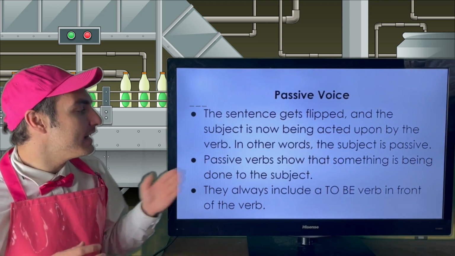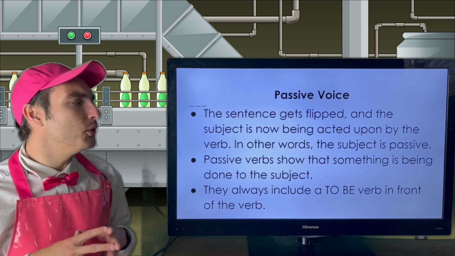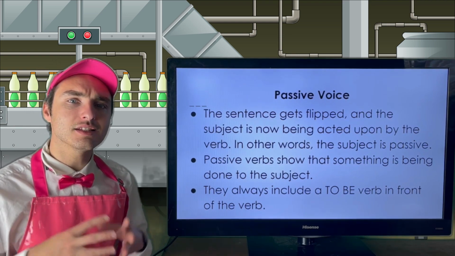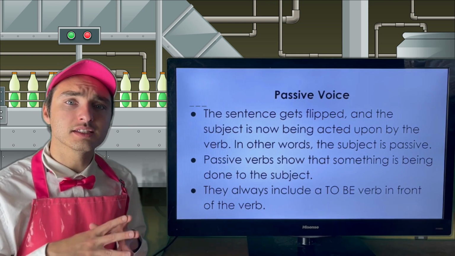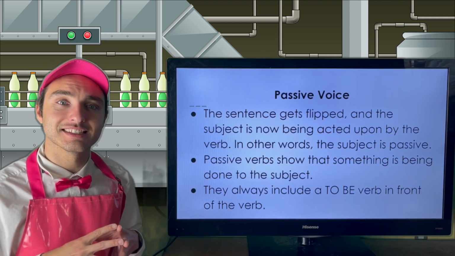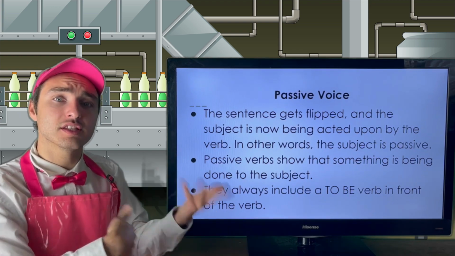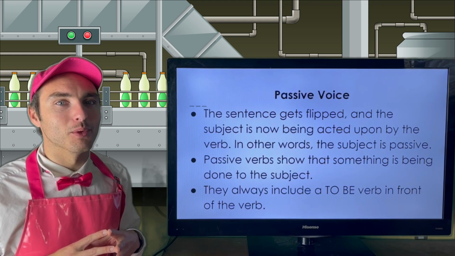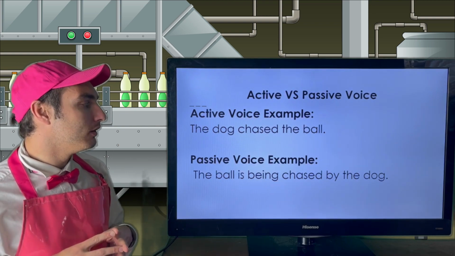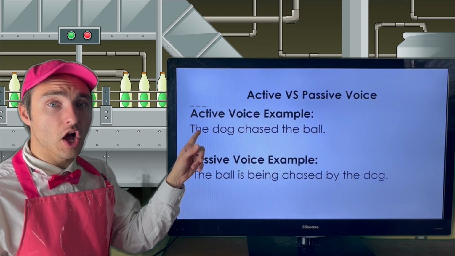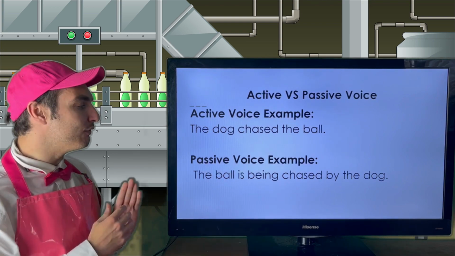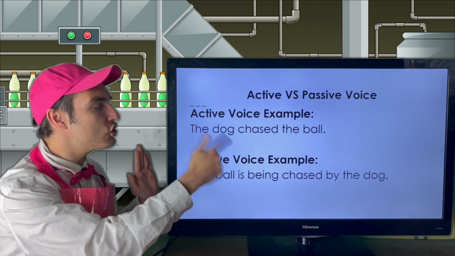Passive verbs show that something is being done to the subject. They always include a to be verb in front of the verb. For example, to be verbs are is, are, were, was, and so on. So those words typically appear in front of the main verb of the sentence. Whatever verb is being acted upon the subject. Let me go ahead and show you an example. Before, we had the active voice example, the dog chased the ball. Here, our subject, the dog, is actively performing the verb chased. However, in passive voice, we have the ball is being chased by the dog.